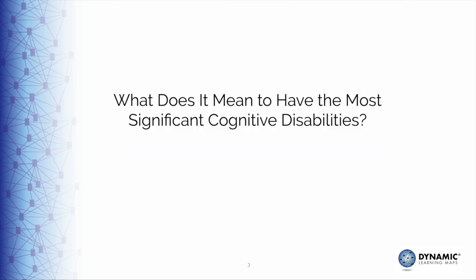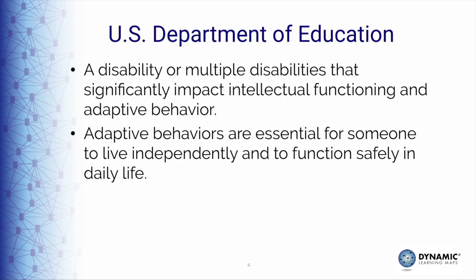Let's begin by addressing the question, what does it mean to have the most significant cognitive disabilities? As defined by the U.S. Department of Education, students with the most significant cognitive disabilities have a disability or multiple disabilities that significantly impact intellectual functioning and adaptive behavior. Adaptive behaviors are essential to live independently and to function safely in daily life. When adaptive behaviors are significantly impacted, it means that the individual is unlikely to develop the skills to live independently and function safely in daily life.